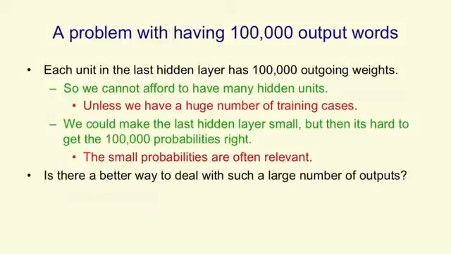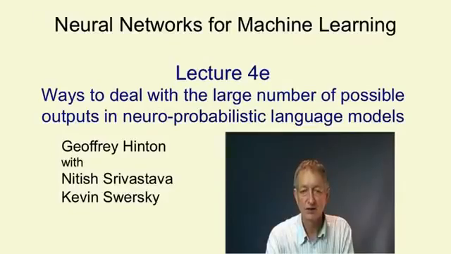The question is, is there a better way to deal with such a large number of outputs? We'll see several different ways of doing that in the next video. In this video, we're going to look at various ways to avoid having to use 100,000 different output units in a softmax if we want to get probabilities for 100,000 different words.